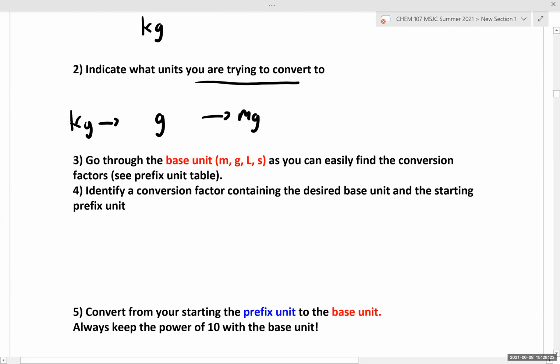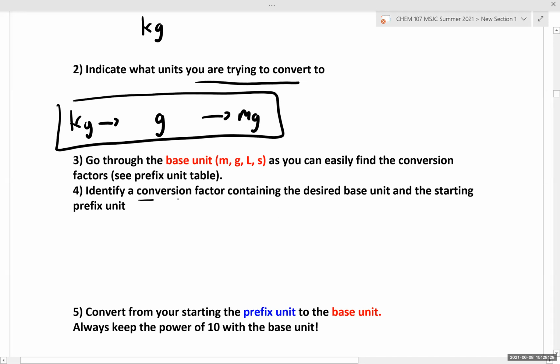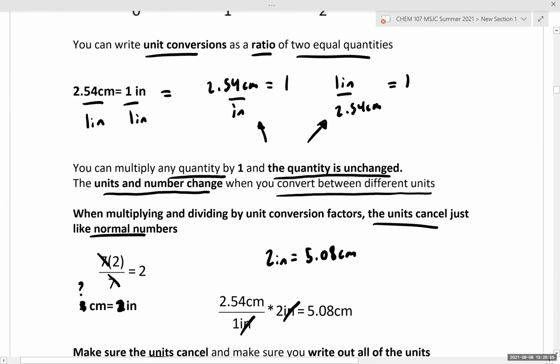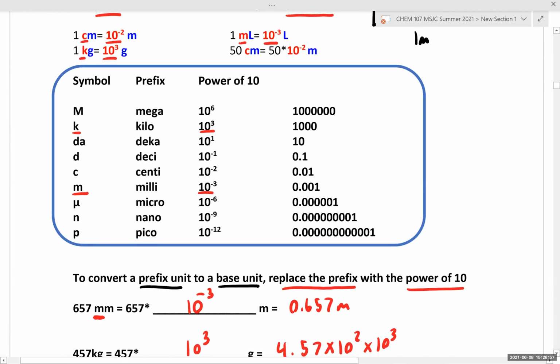Okay, so our next step, now that we have our unit conversion map, is to identify a conversion factor containing the desired base unit and the starting prefix unit. So we want to go from kilogram to gram. Okay, we know that we can write out a conversion factor by taking the prefix and converting it to a power of 10. So 1 kilogram, what does the kilo prefix correspond to? If we go all the way to our table, the kilo prefix corresponds to what power of 10?